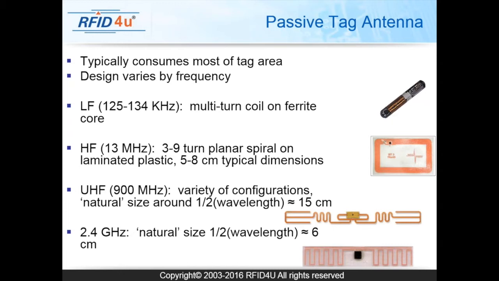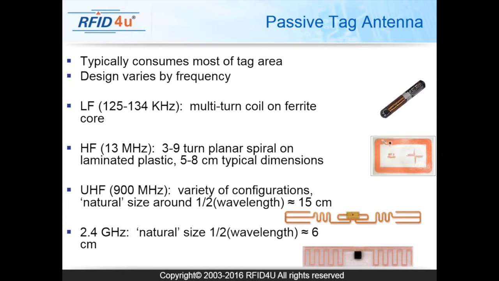The high frequency, as we just saw, has the 3 to 9 turn planar spiral. In other words, the antenna has a continuous loop going around the outside. And with the UHF, once again, there are a variety of configurations, but virtually all of them are going to be dipole. There are a few exceptions, as you can see, with a mirror image antenna on either side of the chip.